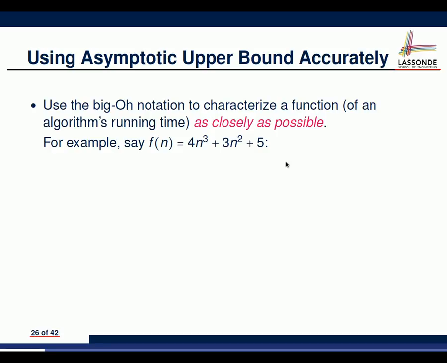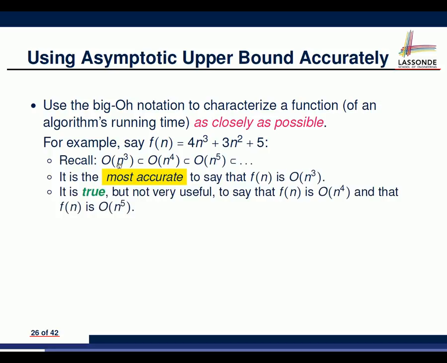Let's see more examples. I've got f of n is 4n cubed plus 3n squared plus 5. Now, what's the most accurate bound? n cubed. You should choose exactly the highest power, right? However, remember from the previous slide, the family for n cubed is strictly smaller than the family of n to the power 4, and so on. So the same function should also be a member of big O of n to the power 4, because it's a strictly bigger family. But it's most useful when you just give the tightest bound.